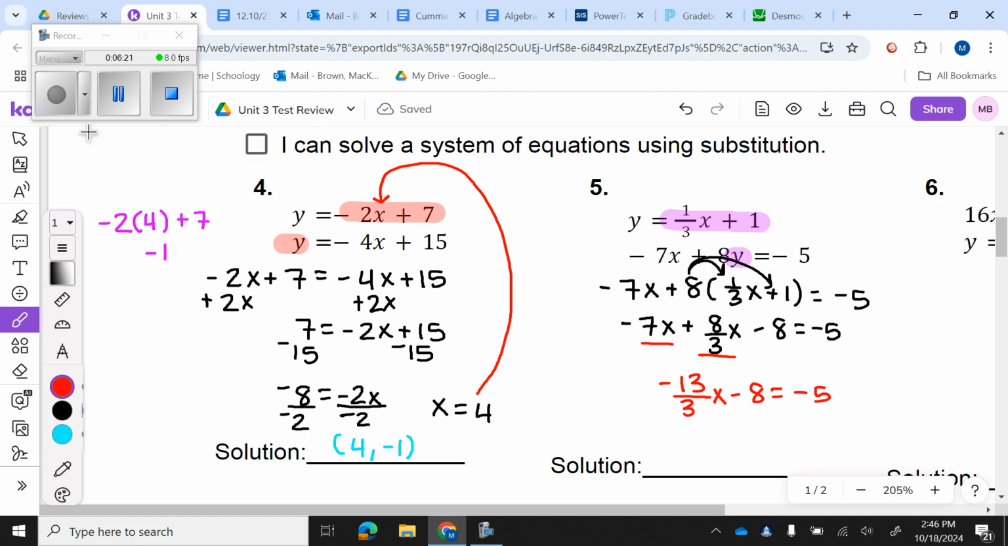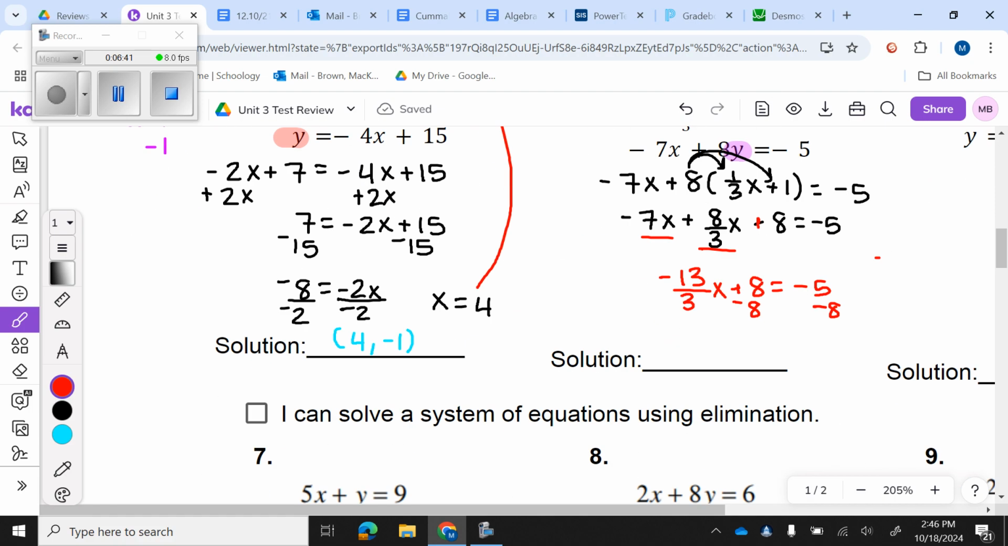Okay, I'm going to add 8 to both sides. Oh, sorry, this should be a positive 8. So I'm not going to add 8. I'm actually going to come in here and I'm going to subtract 8. And I'm going to get a negative 13 over 3x equals negative 13.